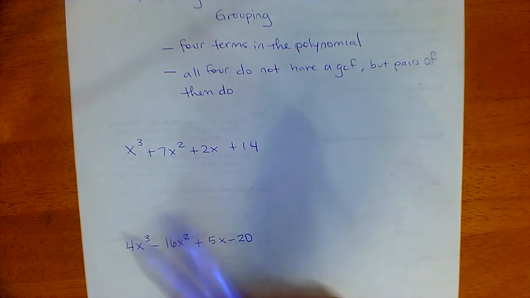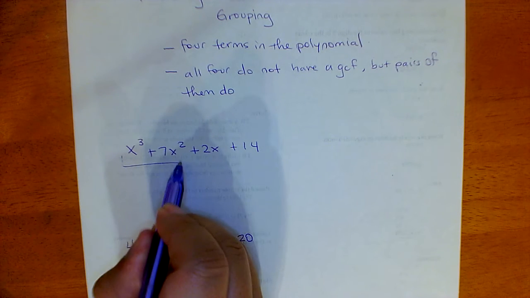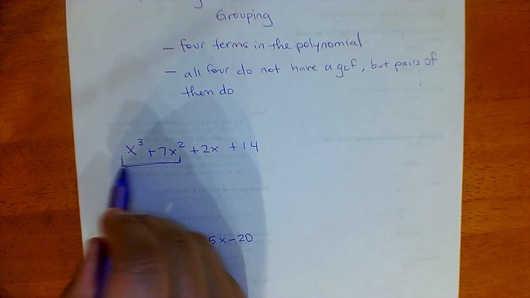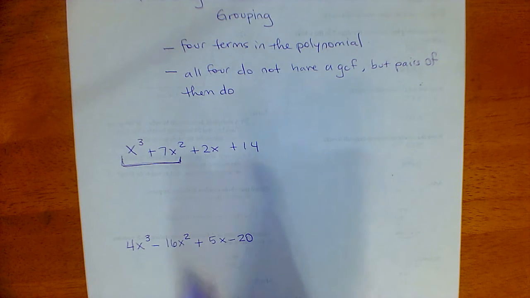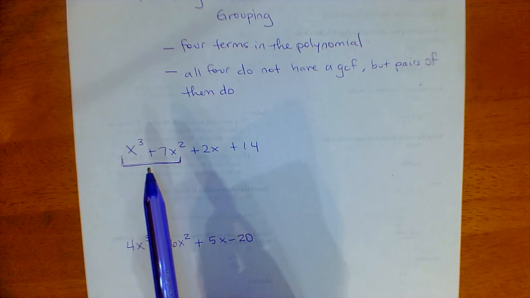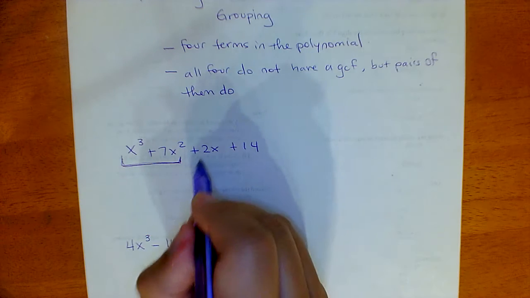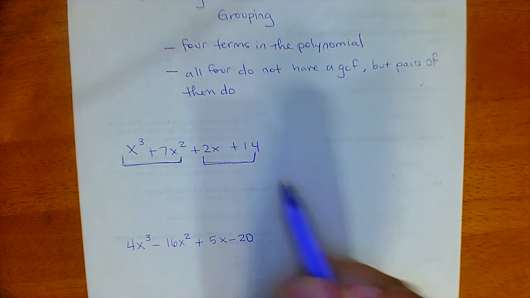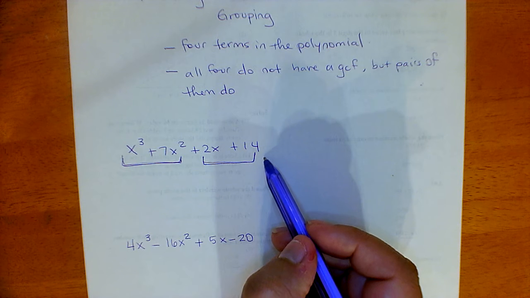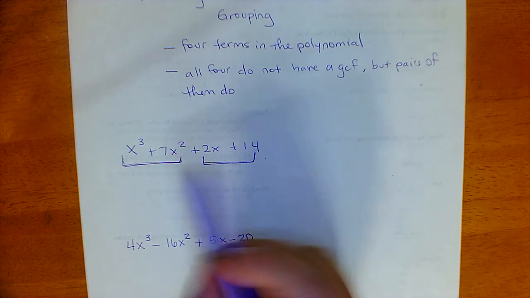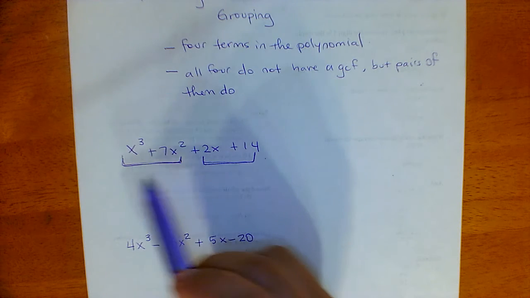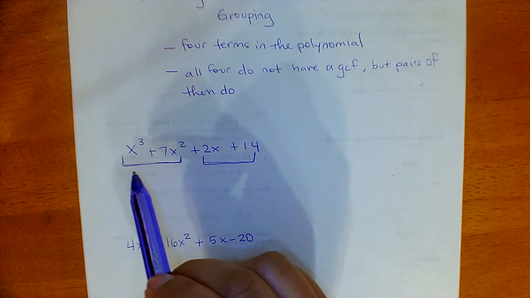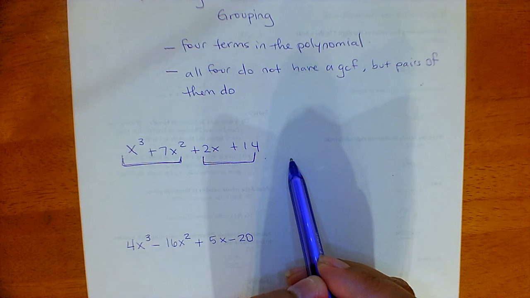But when I look at these 2 terms here, they do have a greatest common factor. They share a variable term for their greatest common factor. And these 2 terms here are also going to have a greatest common factor, in this case of 2. And so we're going to use our GCF method, but on pairs of the polynomial terms rather than on all 4 of the terms in the polynomial.